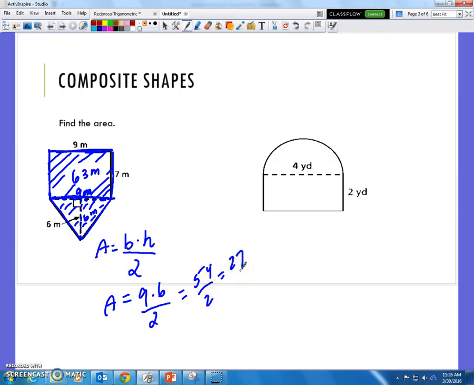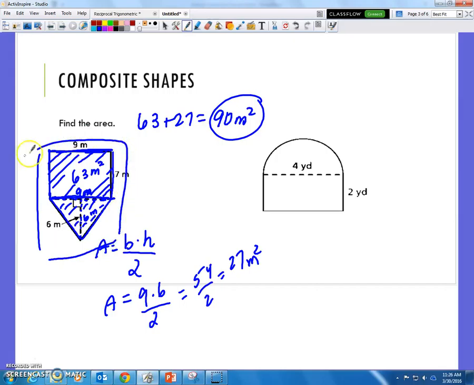So I have an area in the top of 63 for the rectangle, and on the bottom I have an area of 27. So together, the areas together make a total area of 90. So the area of this entire shape, even though it's a funny looking shape, we can separate it into smaller shapes to find the total area. Okay?